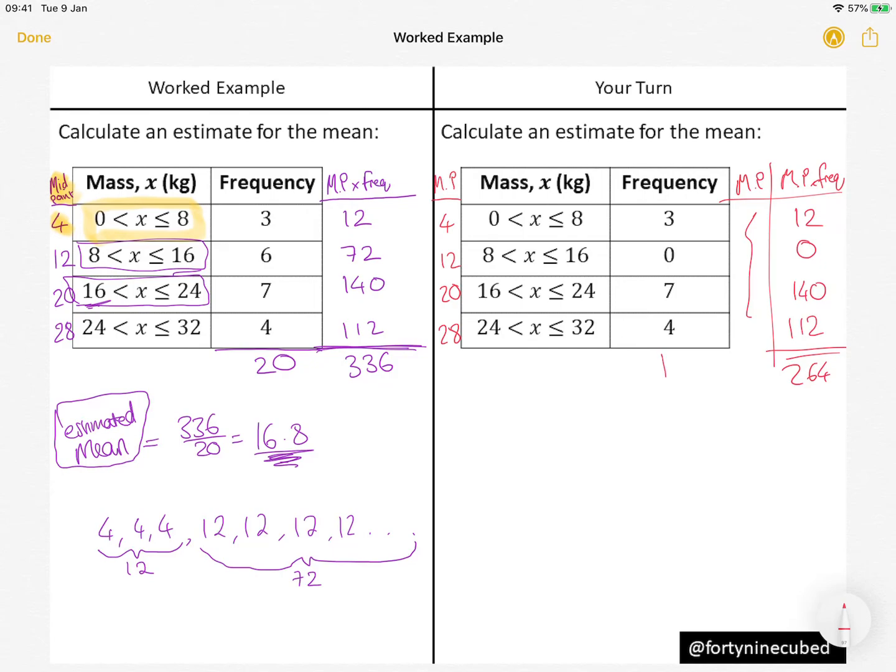And they now add up to 14. So the estimated mean is 264 over 14. Now it's 18.857, and so on. Let's round it to one decimal place. So 18.9. So my mean's gone up. Is that what you would expect? Well, if we remove a load of lower values, lower than what our mean was, because this is between 8 and 16, then it makes sense that my mean would shift up.